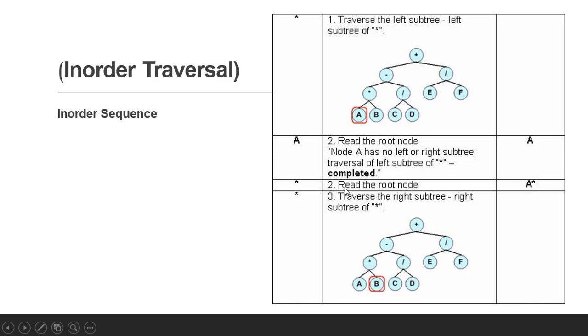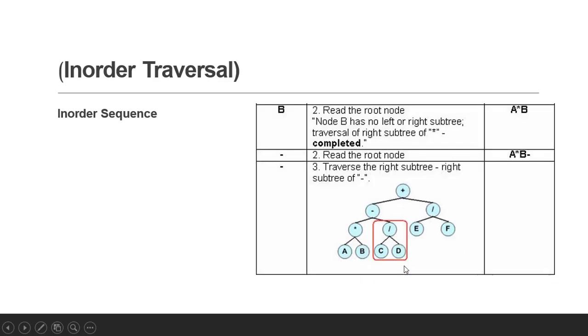Next, proceed to read the root node, which is the asterisk, because after you read the left subtree, you have to visit the root, then traverse from the right. So we traverse the right subtree, and we have letter B. On B you have to read because there is no left or right subtree of letter B. So that's why we read in this sequence. This portion was already evaluated, read and traversed.